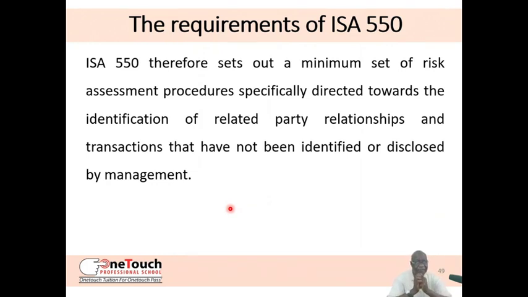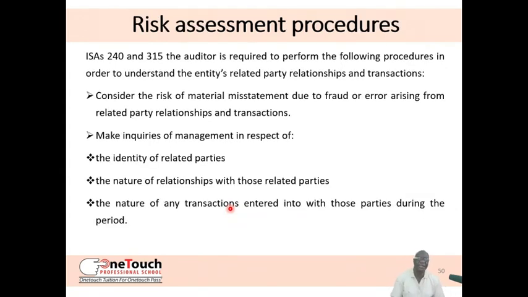ISA 550 therefore sets out a minimum set of risk assessment procedures. As an auditor, ISA 550 has set a minimum set of risk assessment procedures particularly directed towards the identification of related party relationships and transactions that have not been identified or disclosed by management. So it is management's responsibility to identify related party transactions. And you, the auditor, under ISA 240 and 315, are required, this is your duty now, to perform the following procedures in order to understand the entity's related party relationships and transactions.